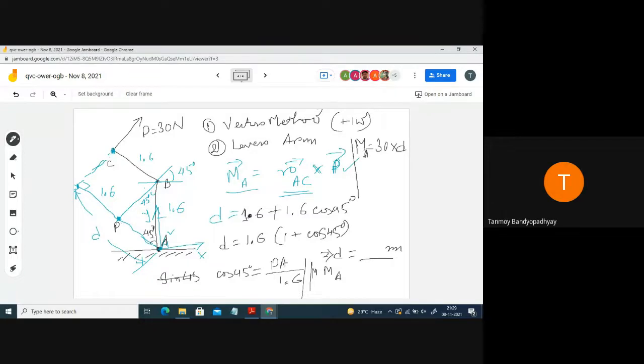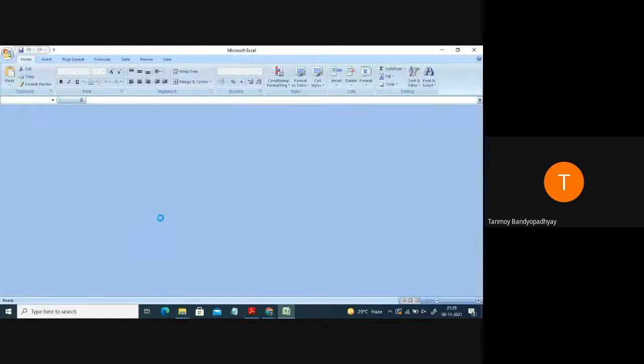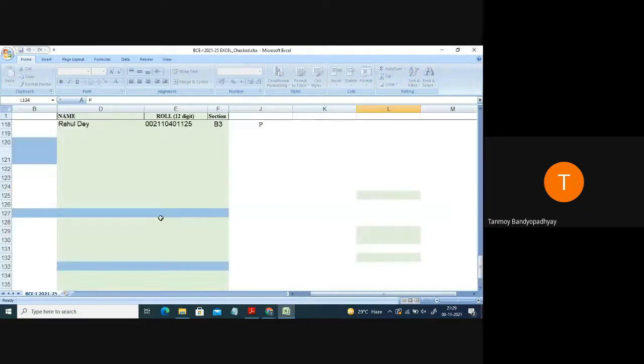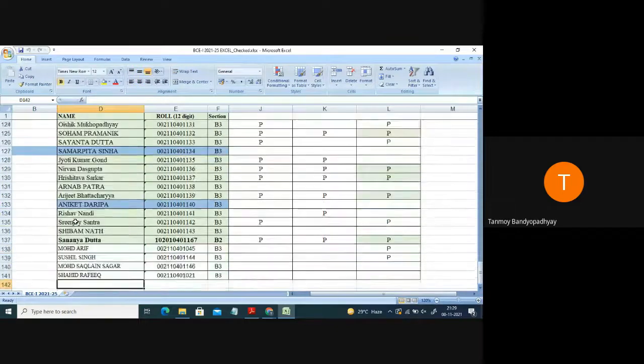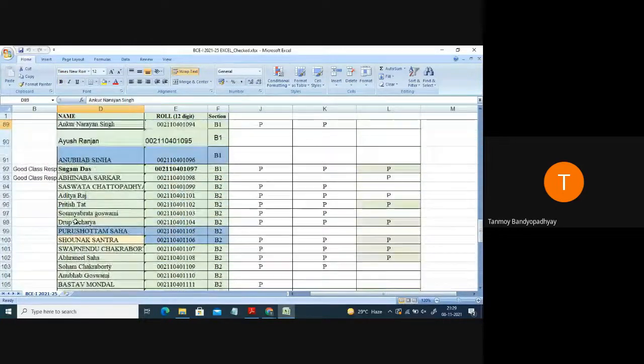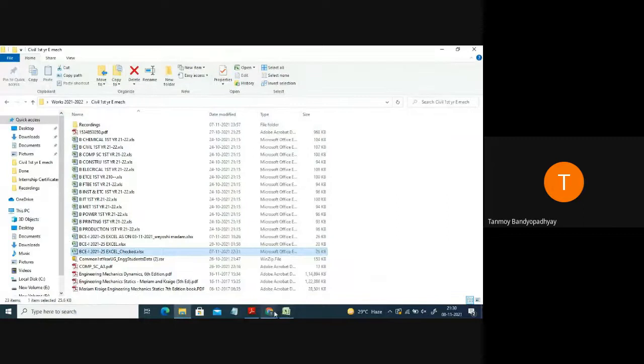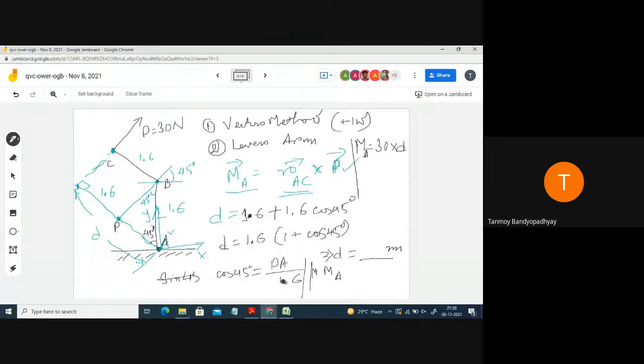It is 82, right? Who said 82 first? Shubham Sinha, roll number 84. Wait, let me take your attendance. Shubham Sinha has a good class performance. Okay, very good. That should be 81.9 Newton meter. Yes, it will come, sir. This should be 81.9 Newton meter.